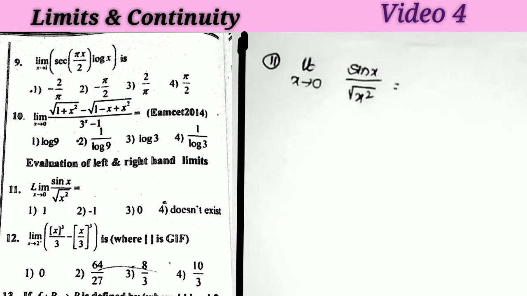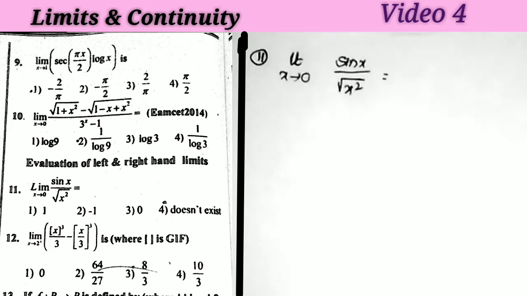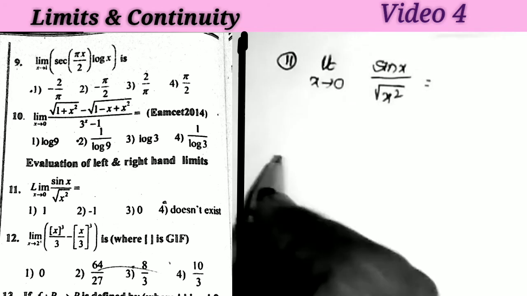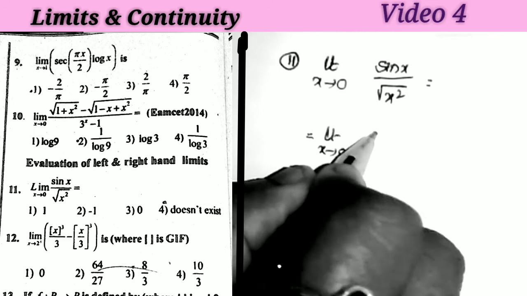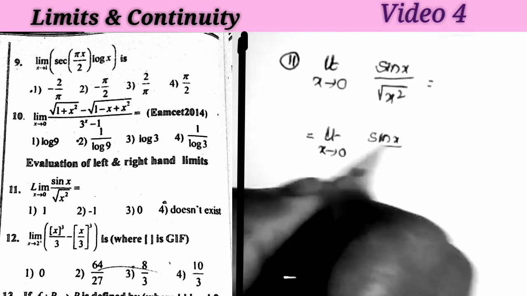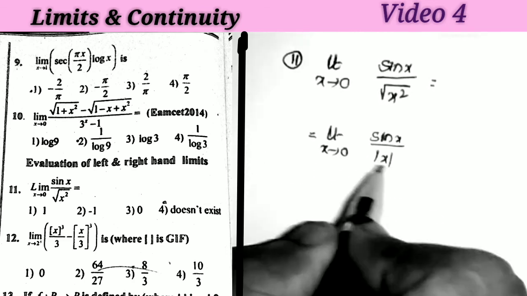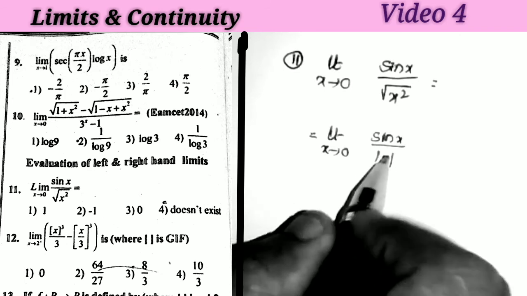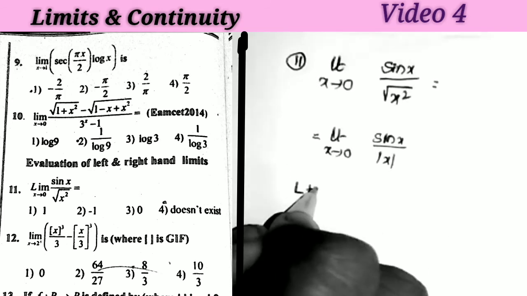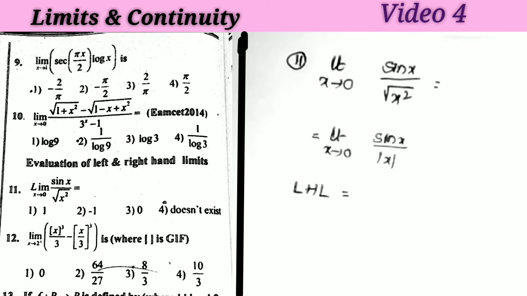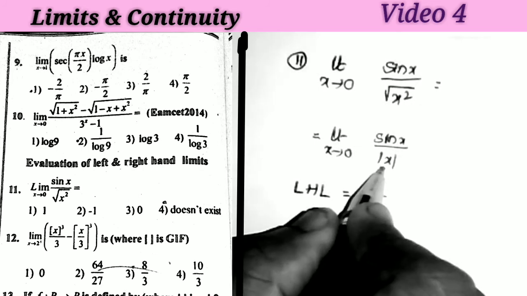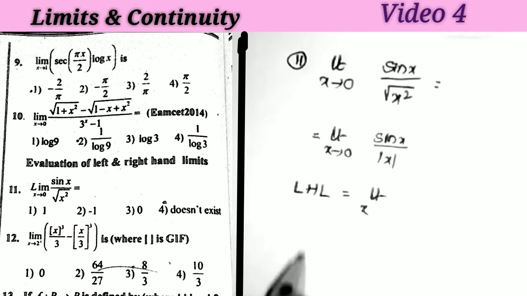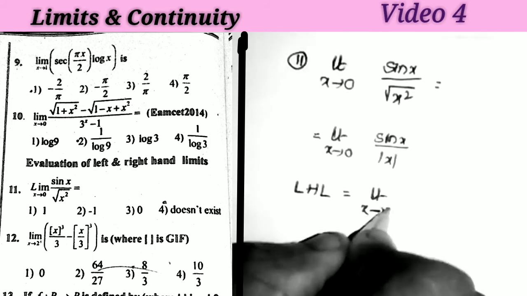Next question, limit x tends to 0 of sin x by root x square. We have to find this limit value. First, this is equal to limit x tends to 0 of sin x by, what is root x square value? Modulus of x, that is plus or minus x. To find this value, first we have to take the left hand limit and right hand limit, since here we have the modulus.